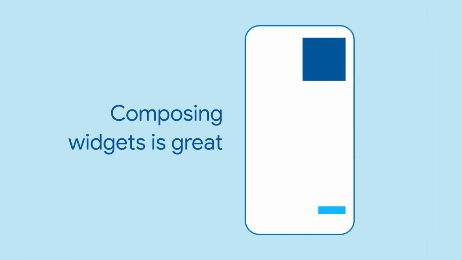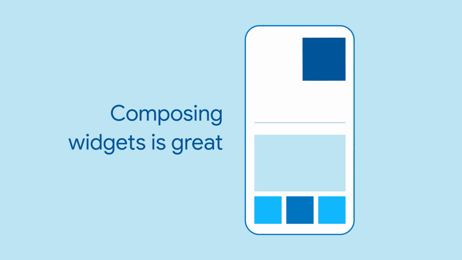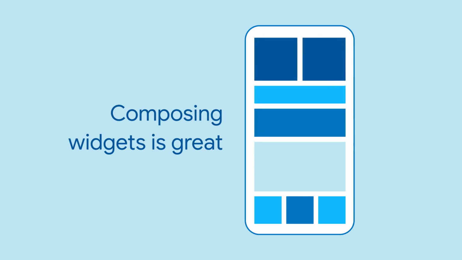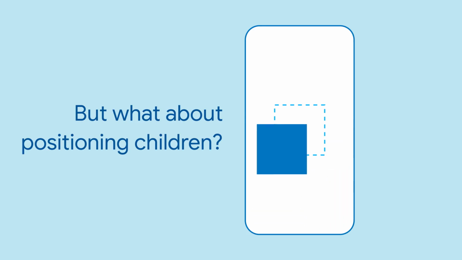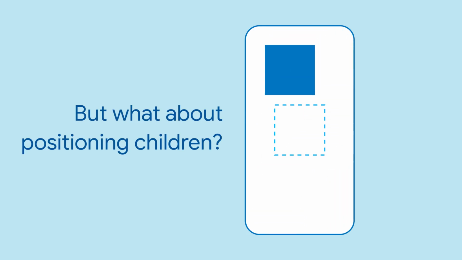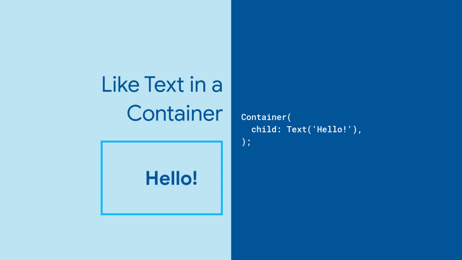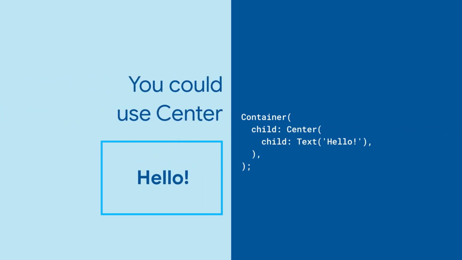Being able to compose widgets together is one of Flutter's most powerful features. But how can you specify how a child should be laid out or positioned inside its parent? For example, if you have a container widget, how do you choose where a text widget might show up inside it? The simplest case is to center it using the Center widget.